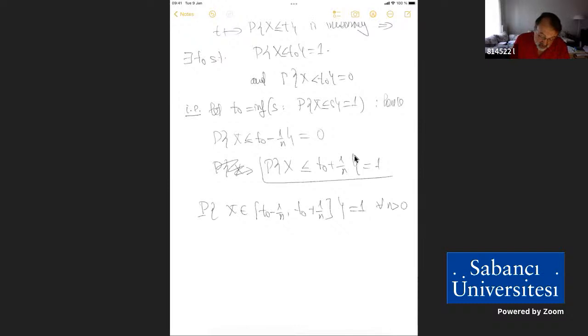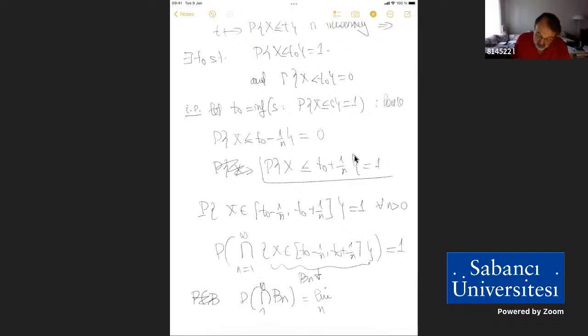Hence, if I take the intersection over n from 1 to infinity of the events that X is in the interval [t0 minus 1/n, t0 plus 1/n], this intersection has probability equal to 1, because each of these has probability 1, and this is a decreasing sequence. So, calling these events Pn, the probability of the intersection of the Pn from 1 to infinity, since the Pn are decreasing, is equal to the limit as n goes to infinity of the probability of Pn, the limit of 1, which is equal to 1. This follows from the sigma additivity of probability.